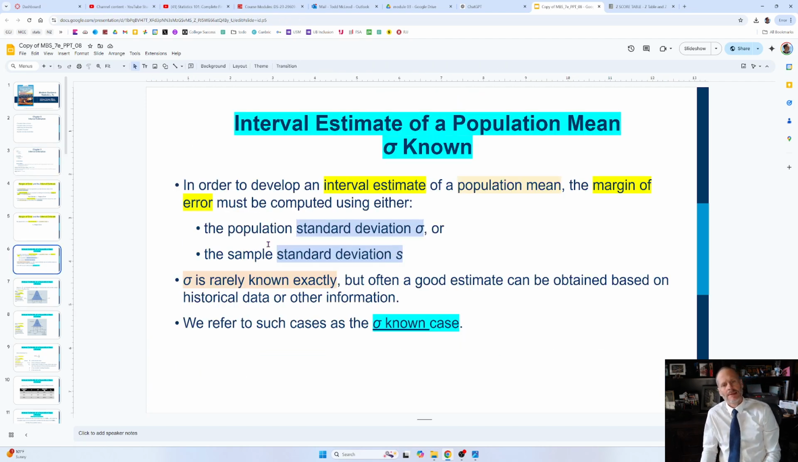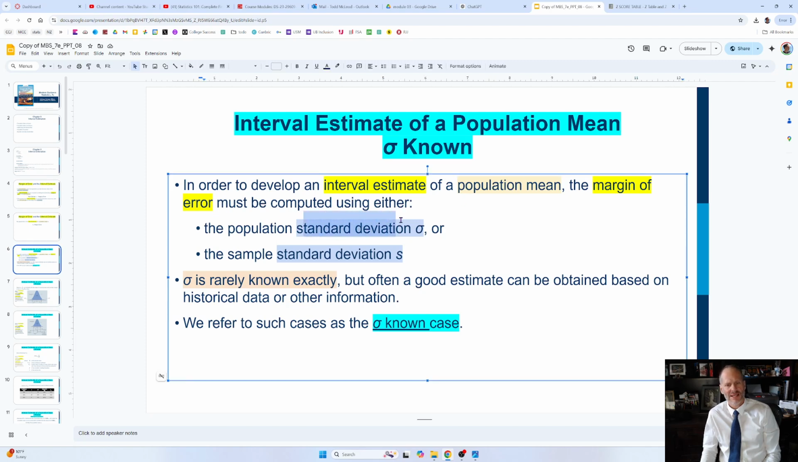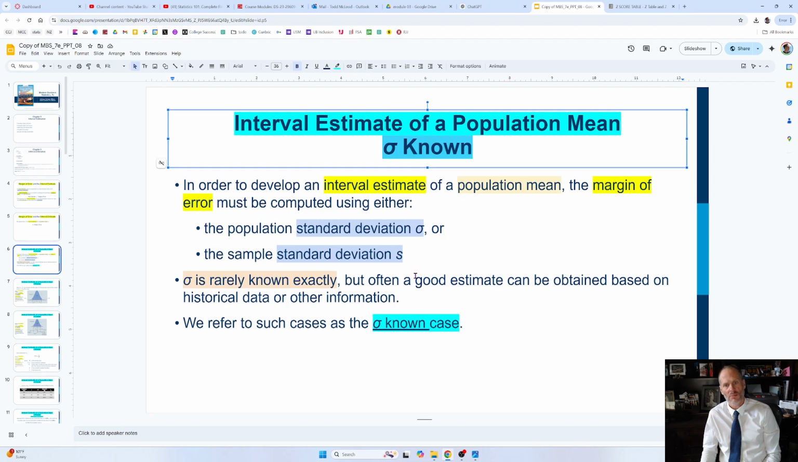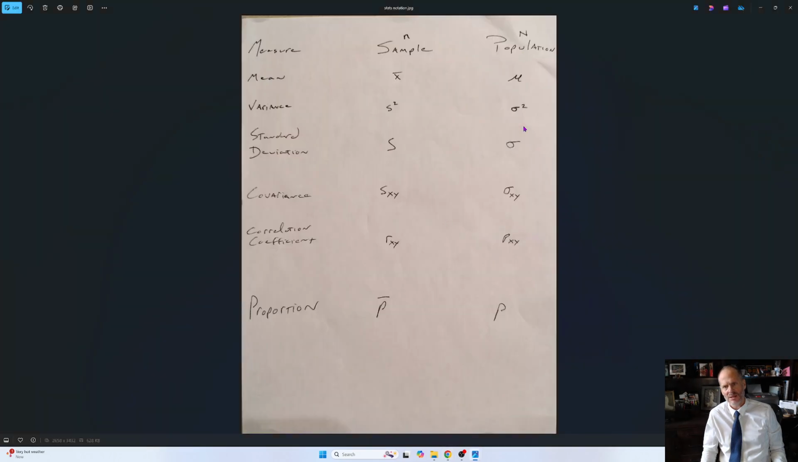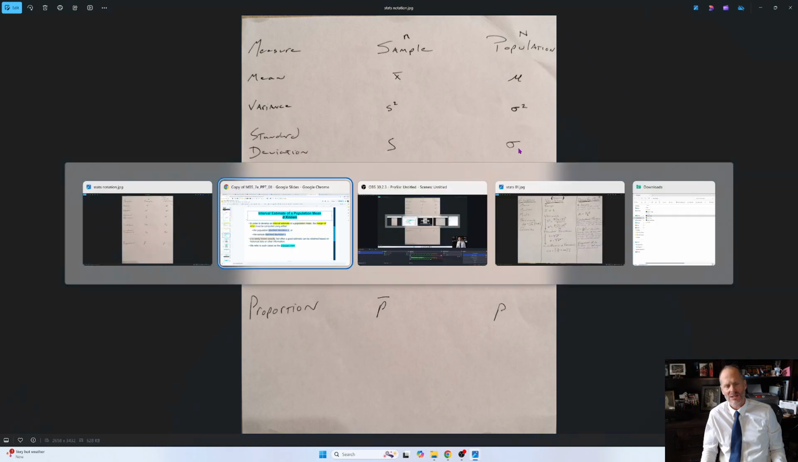So anyhow, in order to develop an interval estimate of a population mean, the margin of error must be computed using either the population standard deviation or the sample standard deviation. So we must compute the margin of error with either the population standard deviation or the sample standard deviation. And here we're looking at the case where we know the population standard deviation. And remember that lowercase sigma is the population standard deviation.